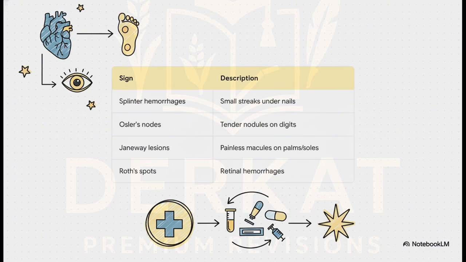Okay, step 3, the how. How does this disease actually present? And this is where it gets kind of wild. How does a problem in the heart show up on someone's fingertips?